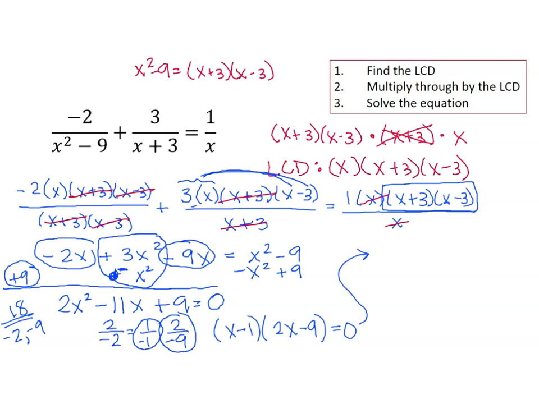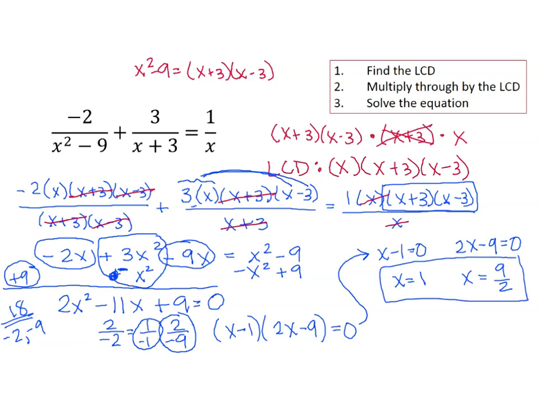I now have to set each of these equal to 0 and solve. x minus 1 equals 0 and 2x minus 9 equals 0. Here I'll get that x equals 1, and here I'll get that x equals 9 halves. You should always look to see if you plug these back in, if they're going to give you 0 in the denominator, which they don't. So we're good on all accounts with both of those solutions. So we have 2 solutions for this rational equation, and that's it.